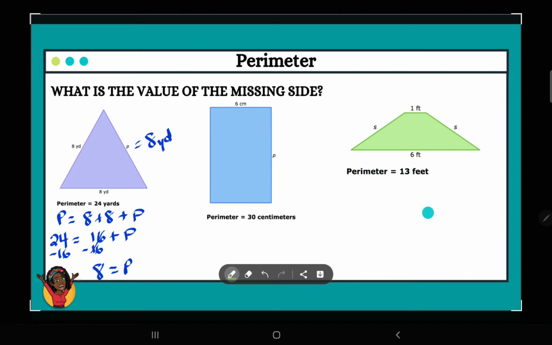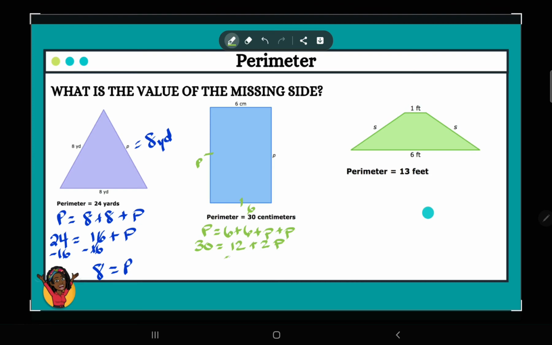Our next shape here is a rectangle. I have this side, and then remember that our sides that are across from each other are parallel. So if this is P, so is this one. If that is 6, so is this one. So here I have that my perimeter is equal to 6 plus 6 plus P plus P. And I'm told that my perimeter is 30 centimeters. So I'm going to replace the big P with 30. 6 plus 6 is 12. And I can combine my like terms. P plus P would be 2P.